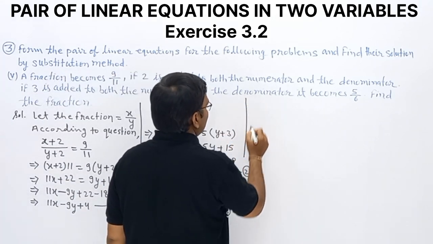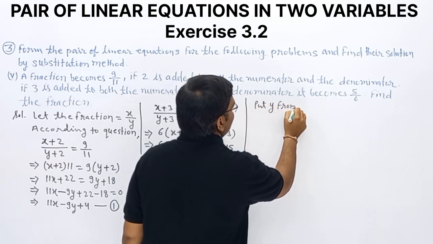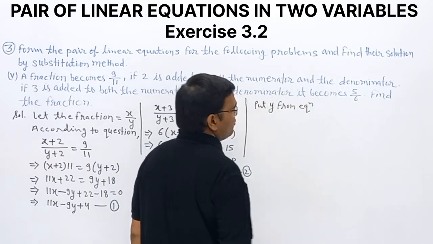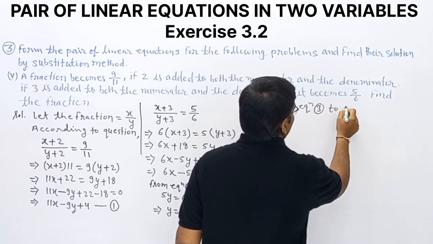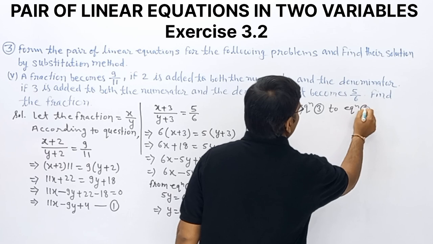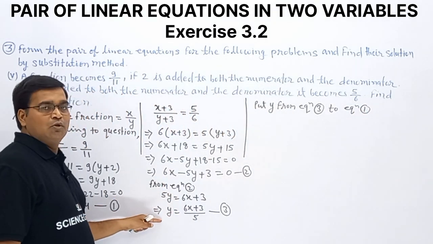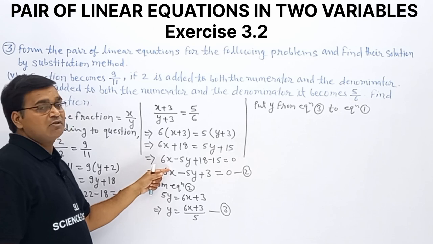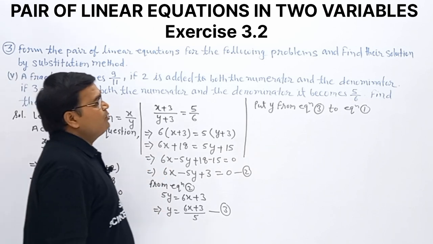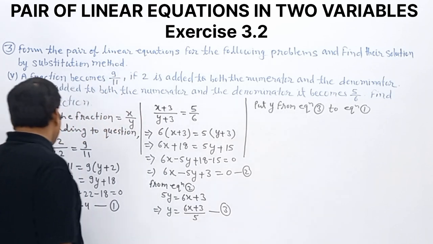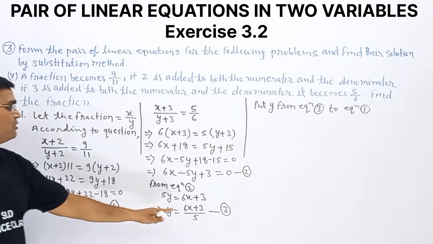Put y from equation 3 into equation 1. We obtain this equation from equation number 2, so we will not put this value in equation number 2. We will put it in equation number 1. Put y from equation 3 into equation 1. So what is equation 1? This one. At the place of y we will put this value.